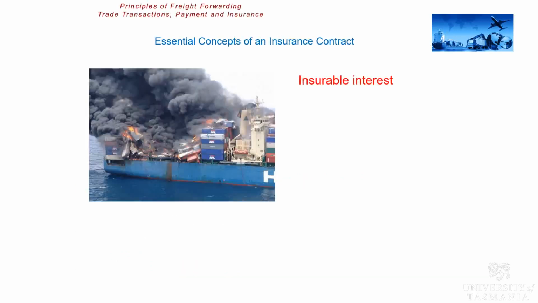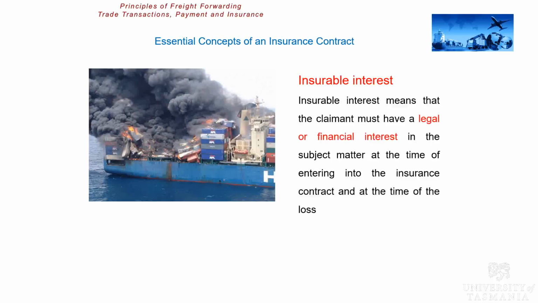Now, in terms of essential concepts in insurance contracts, there are five major terms that you'll find enshrined in an insurance contract. The first one is insurable interest. This is a situation where the claimant must have a legal or financial interest in the subject matter at the time of entering into the insurance contract and at the time of loss.